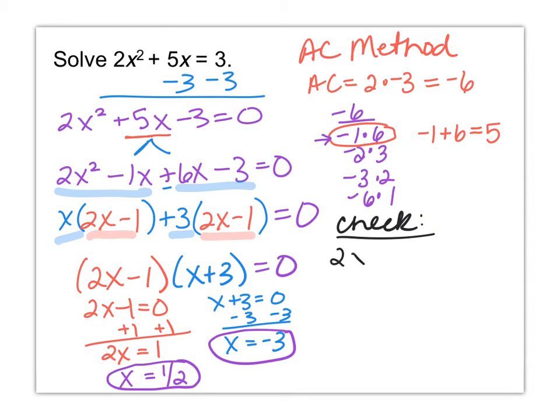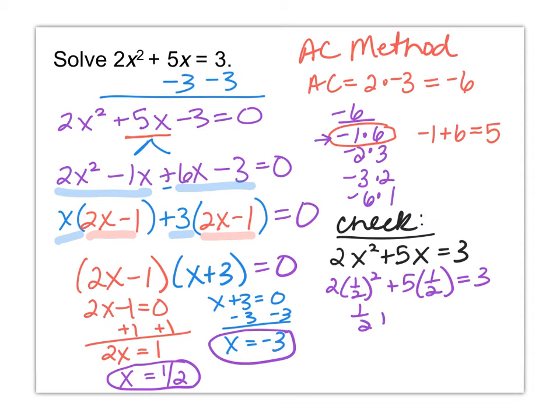Our original equation is 2x squared plus 5x equals 3. Let's check x equals 1/2. 2 times 1/2 to the second power plus 5 times 1/2. We want to make sure that that equals +3. By simplifying, we get 1/2 squared is 1/4 times 2 is 1/2. 1/2 plus 5 times 1/2, 5/2, does equal 6/2, which is simplified to 3. So we know that is a solution. x equals 1/2 is a solution to the original equation.